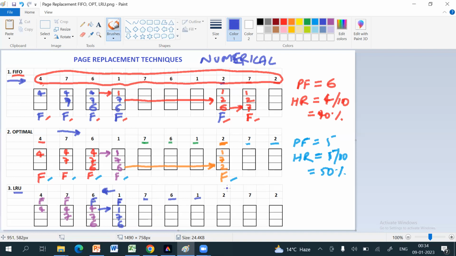Now coming to 2. 2 is currently not available in the memory, so one of them will have to be replaced. For replacing that, again, going backward from the current point, that is from 2, take a look at which is to the farthest end among 1, 7, 6. So 1 nearest, 6 next nearest, 7 is to the farthest end. So 7 will be replaced with 2.